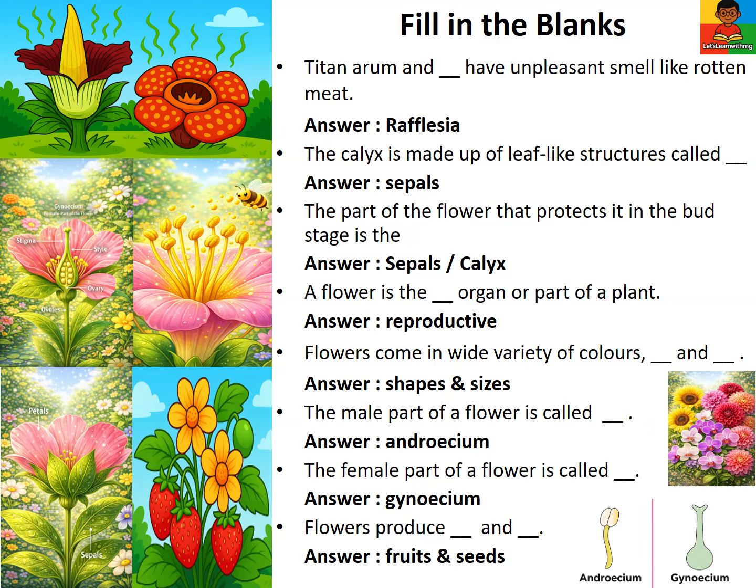A flower is the blank organ or part of a plant. Answer, reproductive. Flowers come in a wide variety of colors, blank and blank. Answer, shapes and sizes. The male part of a flower is called blank. Answer, androecium. The female part of a flower is called blank. Answer, gynoecium. Flowers produce blank and blank. Answer, fruits and seeds.